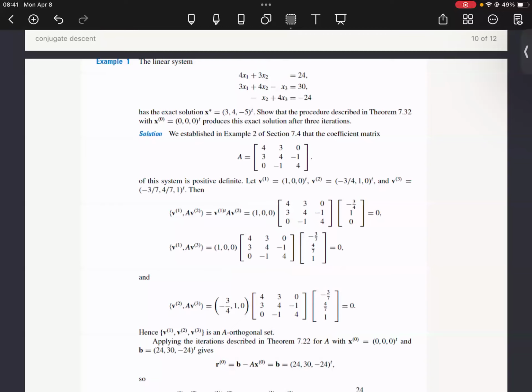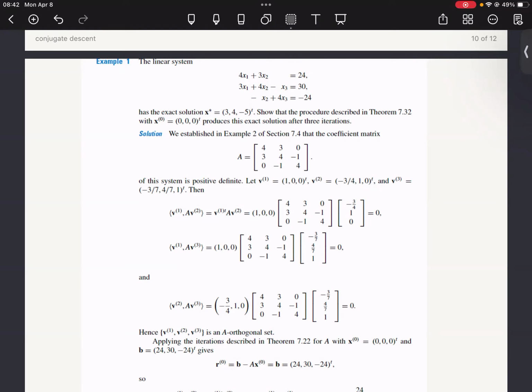So the exact solution looks like this, and we are going to use the procedures described in 7.32, with the initial guess, to produce the solutions of the 3 iterations. And here in this textbook, the V vectors, the A-orthogonal vectors, are given. But now you already know, so we include some information that is not in this textbook. I told you how to get those V vectors during the Gram-Schmidt process.